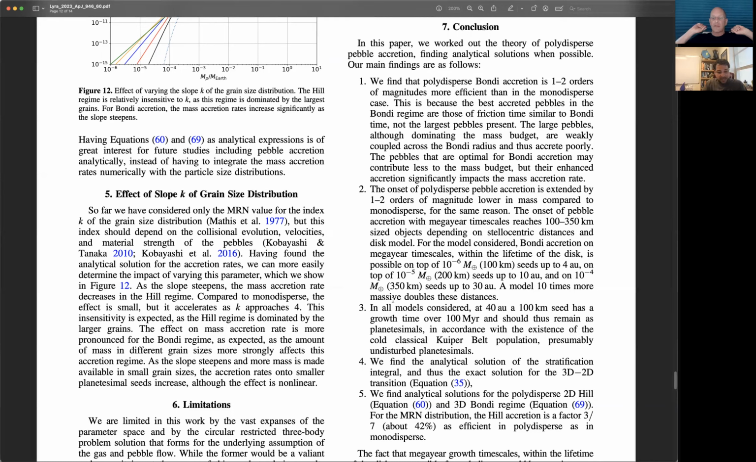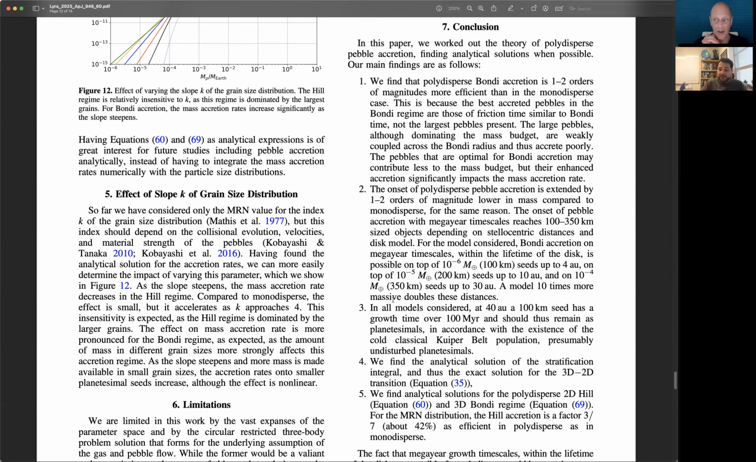That's because the best accreted pebbles in the Bondi regime are those with friction times similar to the Bondi time. It's not going to be the biggest pebbles that are present, because the large pebbles may dominate the mass budget, but they have low accretion rates because their drag time is too large. They are almost decoupled at the scales of Bondi accretion. They accrete poorly when the protoplanet mass is low. And also the onset of polydisperse pebble accretion is extended to 2 orders of magnitude lower in mass.